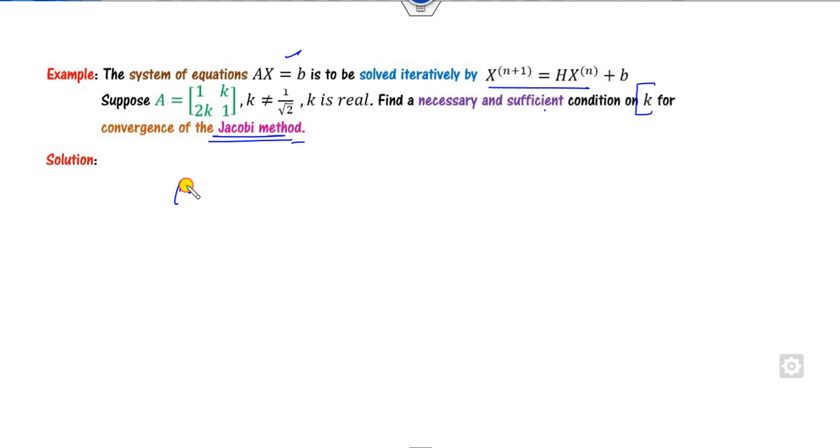Now, what is the condition for convergence? You have to find whether it's diagonally dominant or not. So what is that?